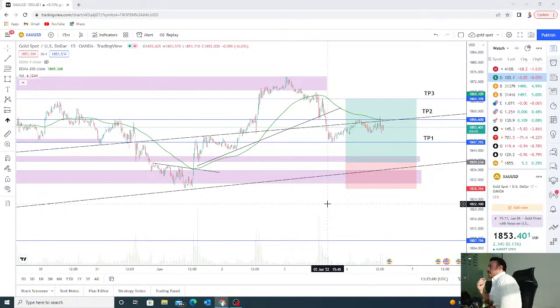I'm confident 1847 will come. 1848, I'm confident it will come. And my next target, 1845, is highly possible. I will be buying small, probably if it goes to 45, because I'm bullish on the long term. But my main buy will come in between 40 and 35. Hopefully we get it today.